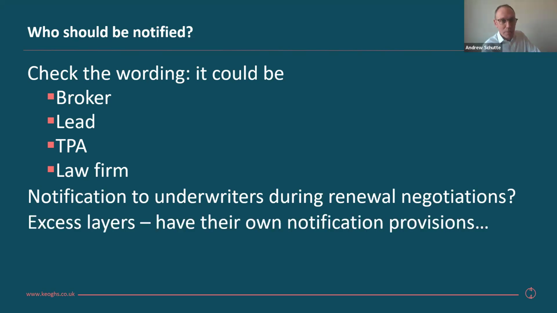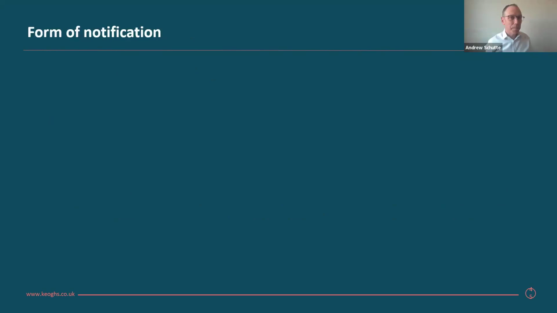And if you've got a tower of cover, it may not be the case that the notification provisions are the same all the way up the tower. So if there's any brokers on the call, something to watch out for. Excess layers can have their own notification provisions. Make sure that everyone gets properly notified.